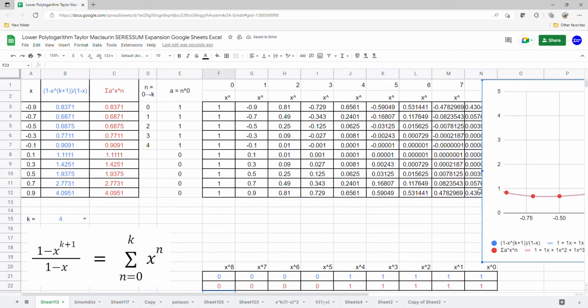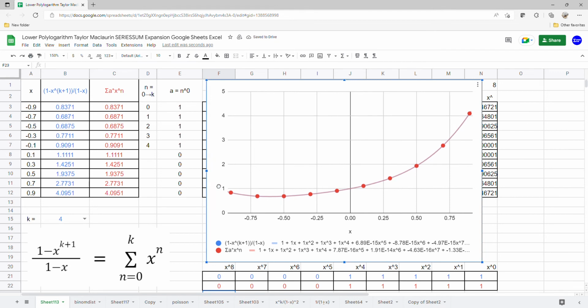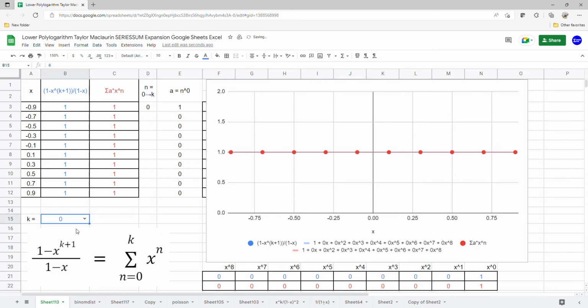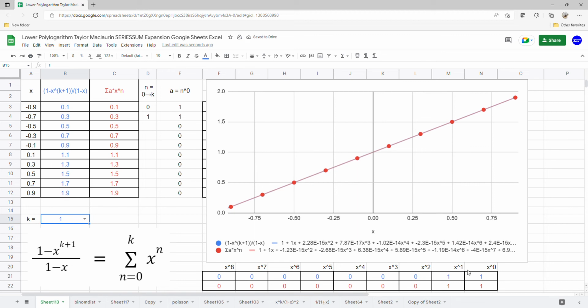So let's start with k equals 0. At k equals 0, their value is 1. So this is y equals 1. K equals 1. So that is 1 plus 1x. All these other coefficients are 0, very small values like 2.28 times 10 to the minus 15, minus 17, minus 14. They are very small, essentially 0.